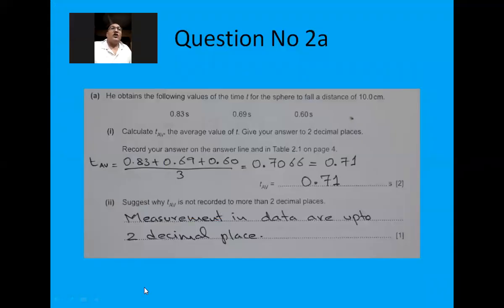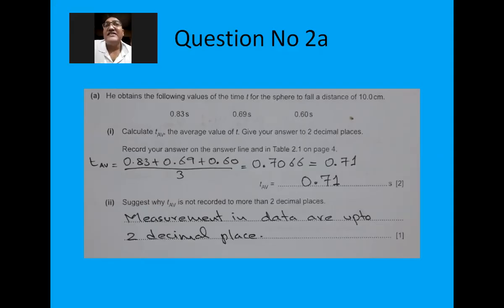So on your screen, question number 2a part is showing up. We have to find out the average time. So I will add up the 3 observations, and the sum will be divided by 3. You can do this on the calculator. So 0.83 plus 0.69 plus 0.60 equals, divided by 3 equals, so you will get 0.7066, which means 0.71 second. So the average time is 0.71 second, and this is correct to 2 decimal places, which means after the decimal there are just 2 digits.